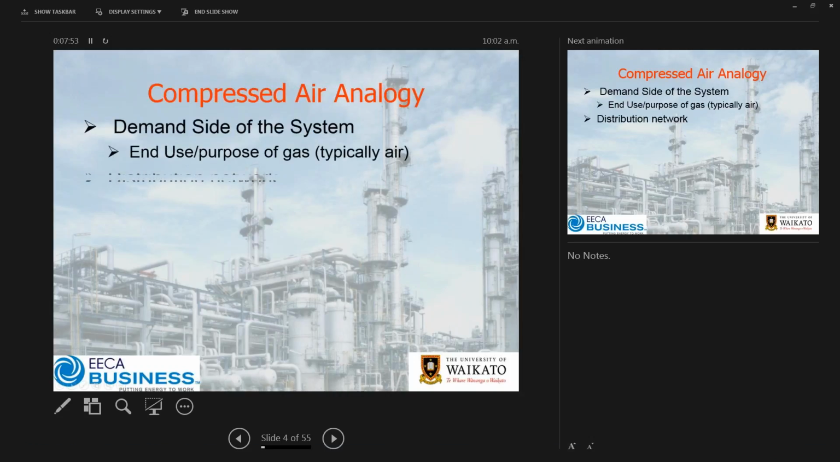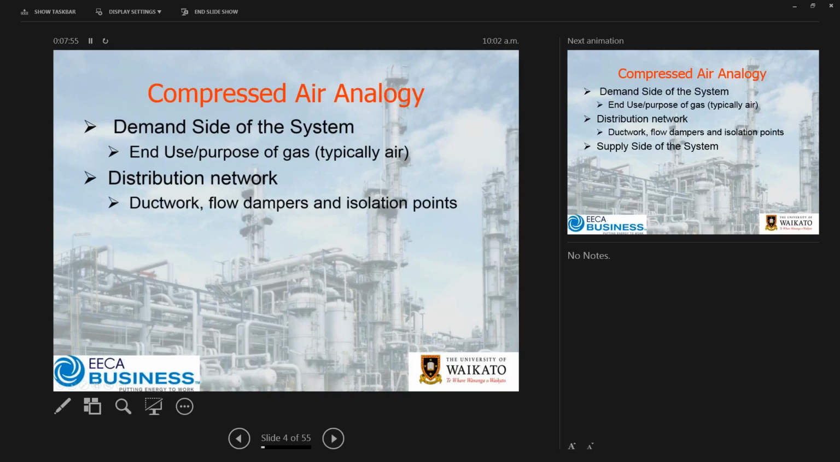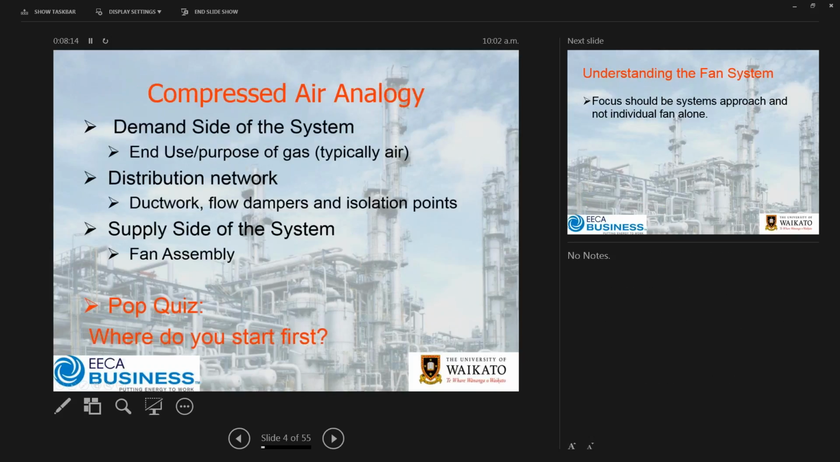Once again, we've used this analogy before, so I'm not going to take too much time. It's in here just as a reminder that our demand side of the system is where our gas, typically air, is being used, whether it's for heating, cooling, etc. Obviously how we get it there is through various ductwork, dampers, and isolation points. Then on the supply side we have our fan system, and a reminder that we want to understand what the system's actually doing before we worry about the fan itself.